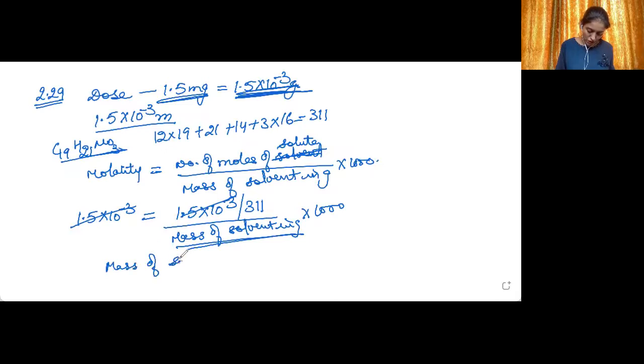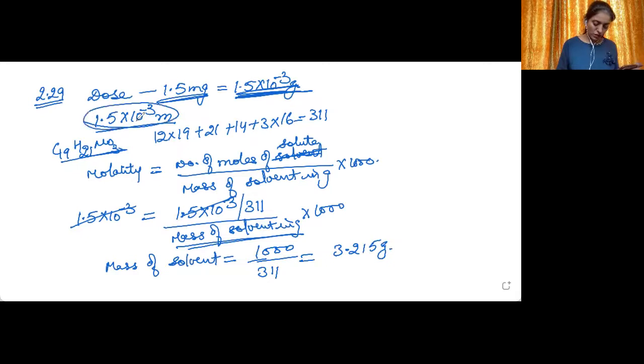So simply you can just find out the mass of solvent. So mass of solvent will be equal to 1000 divided by 311. So it's coming out to be equal to 3.215 grams. So this much amount of this solution we need to give to the patient to withdraw the symptoms.